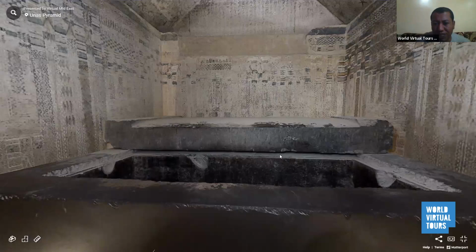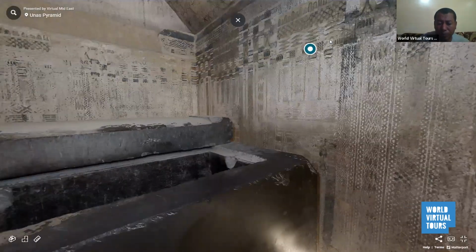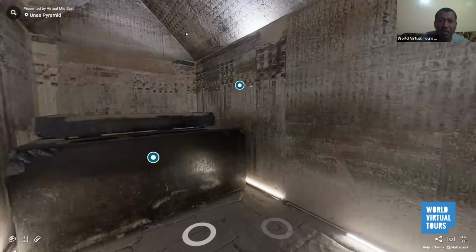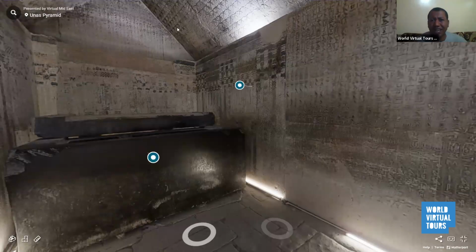Look at the precision of cutting this stone, the granite, and look at the ceiling. It's a pointed top. It's pointed to support the building on top. And you can see the ceiling here is blue skies and yellow stars. Some people would see it like a starfish. Some people would see them like the stars themselves, because they are made in blue color and yellow.